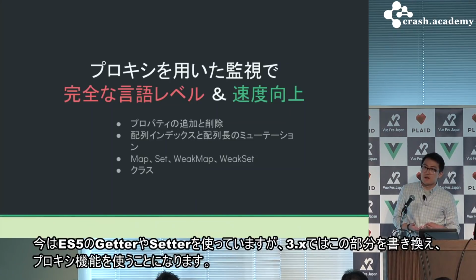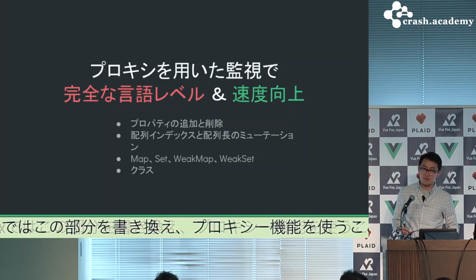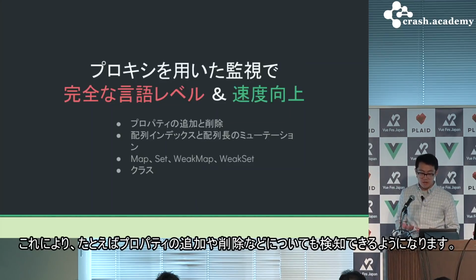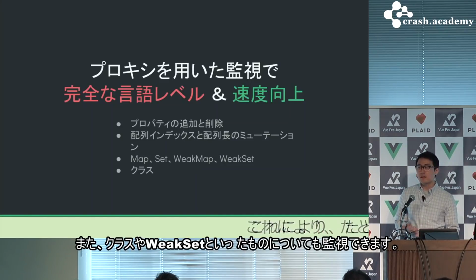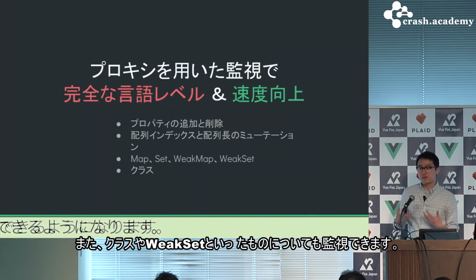Proxies are so powerful that they actually allow us to provide full language coverage for mutation detection. This means some of the current limitations in Vue 2.x will no longer be a thing in 3.0. For example, using proxies, we can detect property addition and deletion. When you add a new property or delete a property on an object, we can detect that. We can detect array index or length mutations. We can also detect and support Map, Set, WeakMap, WeakSet, and even classes. So you can write a class and use it as your data model.